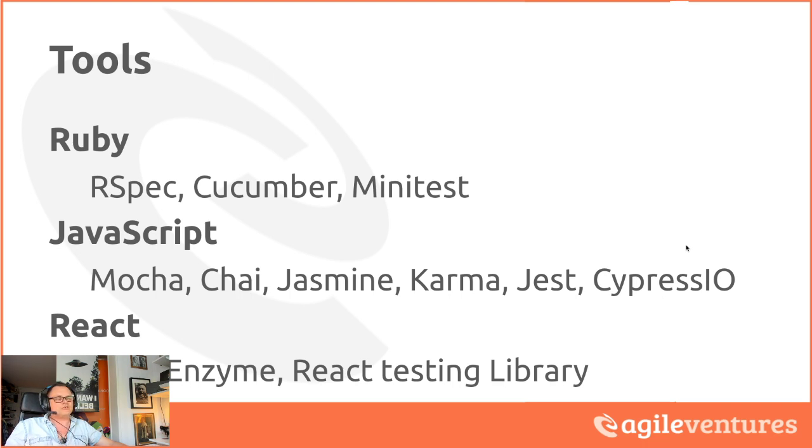Enzyme is an assertion library from Airbnb, I think they wrote it. It was great, but React testing library is better nowadays. That's for unit testing, or rather component testing in React. But Cypress.io, definitely for acceptance tests or usability tests, right? Again, just a few examples of the tools that are out there.